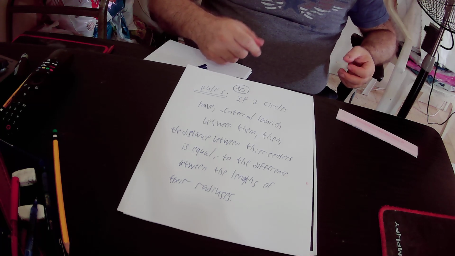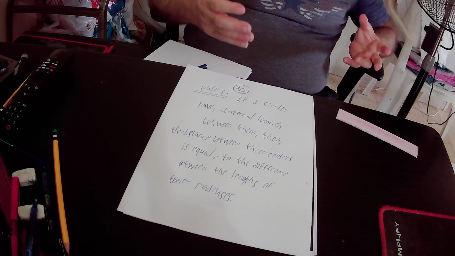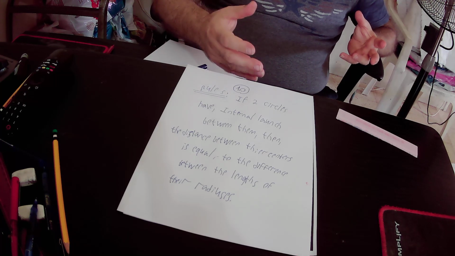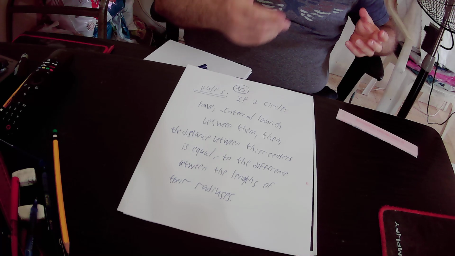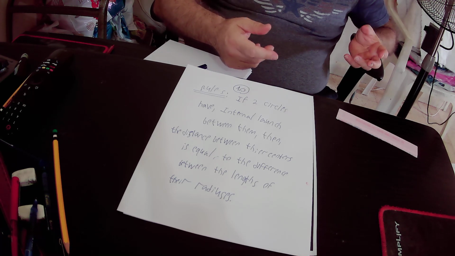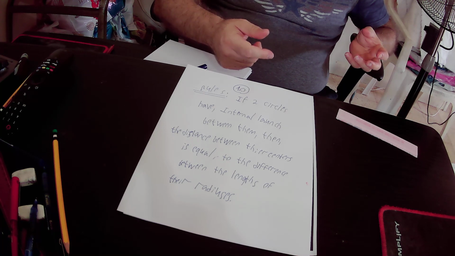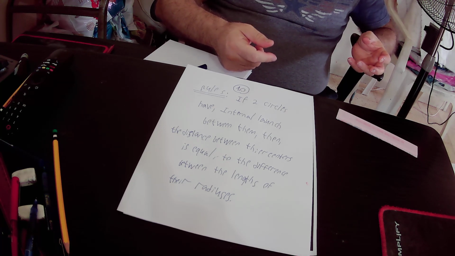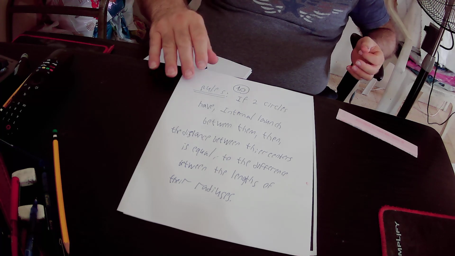Okay, again, if the distance between the centers of the two circles that have internal lunge between them is d, then d will be equal to r1 minus r2. The distance between their centers is equal to the difference between their radiuses. That is to say, d will be equal to r1 minus r2.